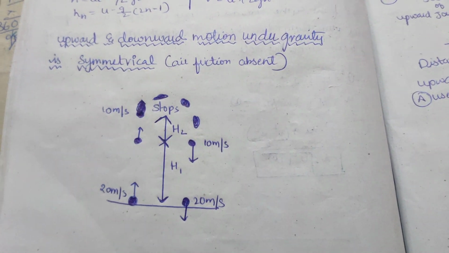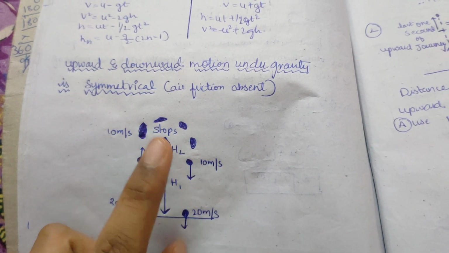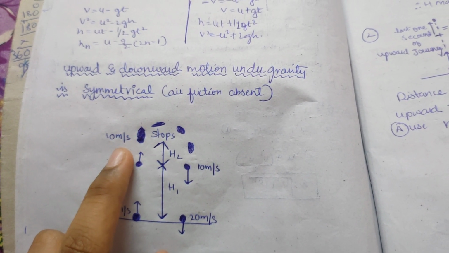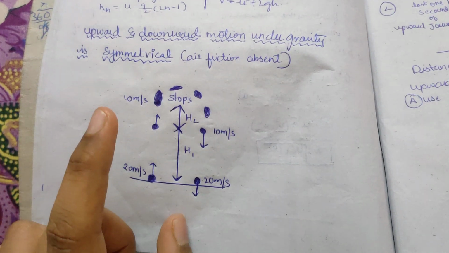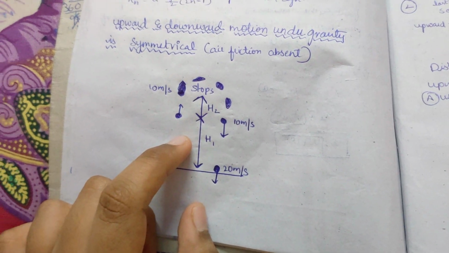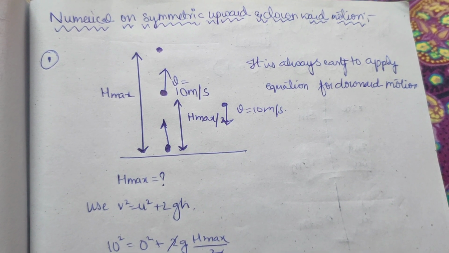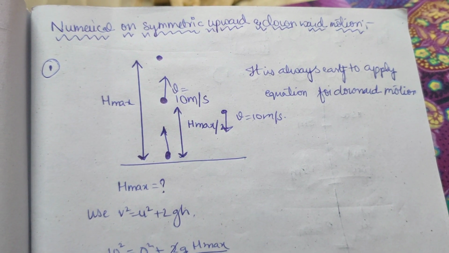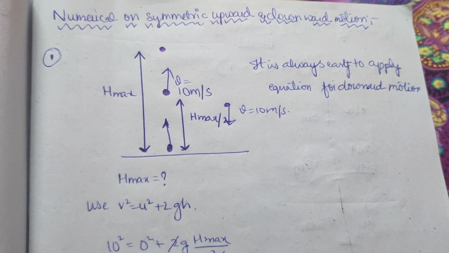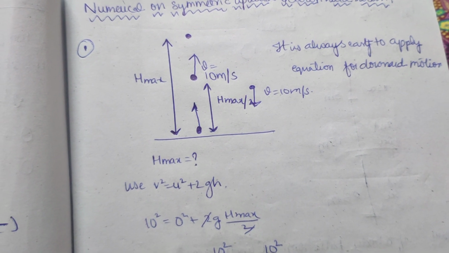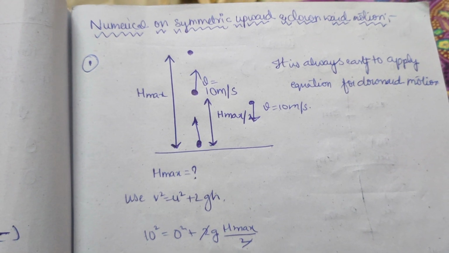Here you can see it is going up and it is coming down, where as it is going up it has positive values, and as it is coming down it has negative values, but both are symmetrical in nature. Now let us apply one question. For example, here h max is to be found. It is always easy to apply the equation for the downward motion. They have given upward, but as we know, upward and downward motion under gravity are symmetrical. So let us take downward motion.